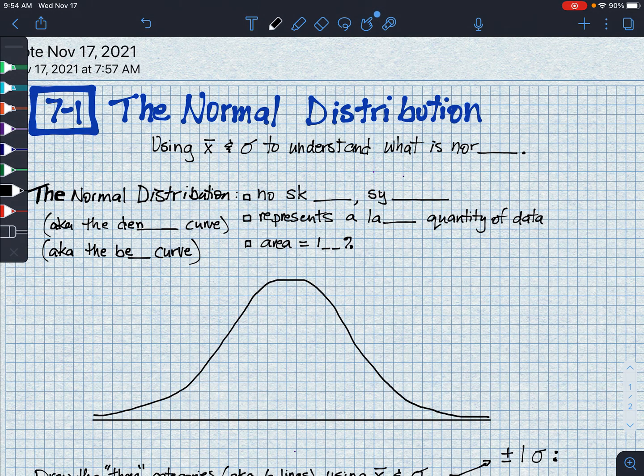All right, here we go. The normal distribution, chapter 7, our last two lessons.